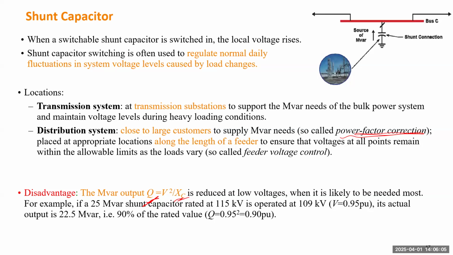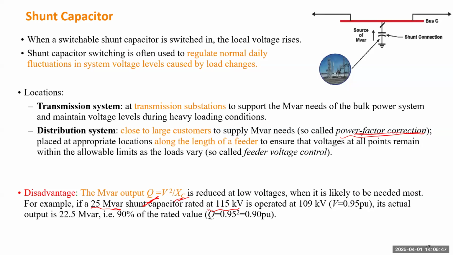So when you purchase this shunt capacitor, it is priced based on the capacity of Q. But once you install it, it doesn't really give you that much Q. For instance, if you want to buy a 25 MVAR shunt capacitor, you pay the price for 25 MVAR, and it is operated at 115 kV. But if your system at that location is exactly 115 kV, you don't need it at all. If you connect it, it will make the voltage higher.